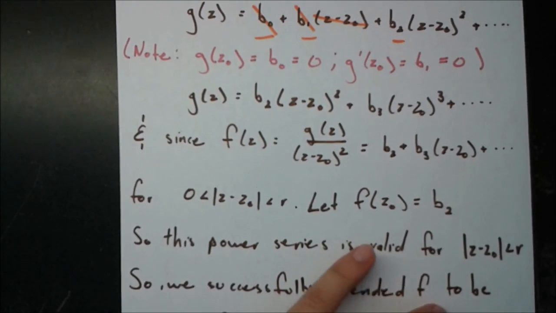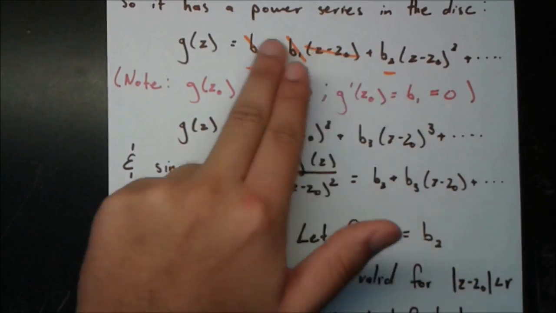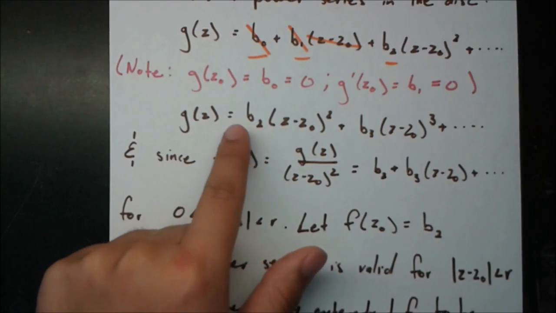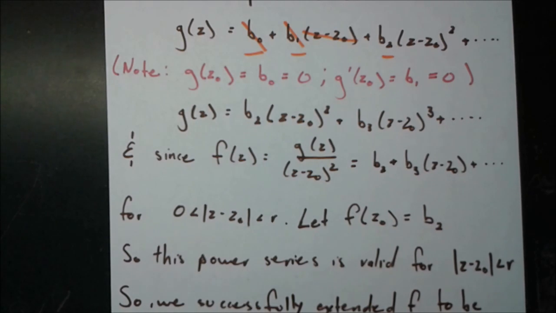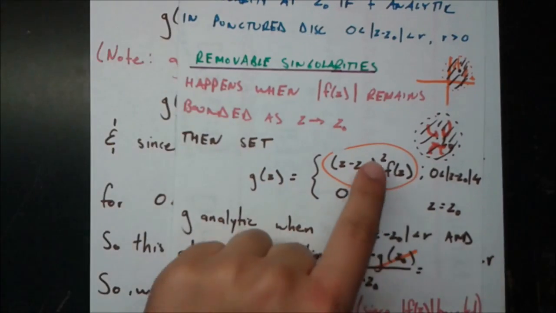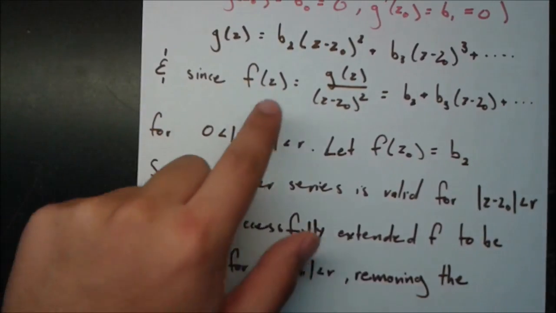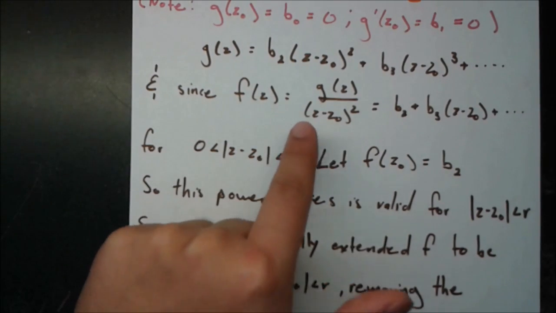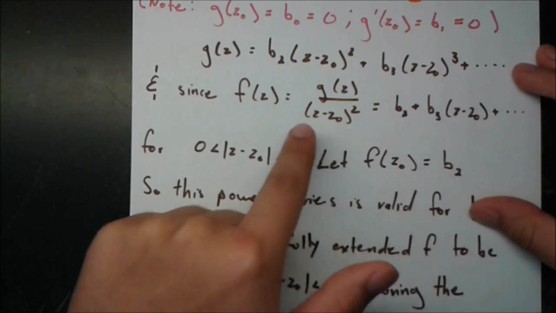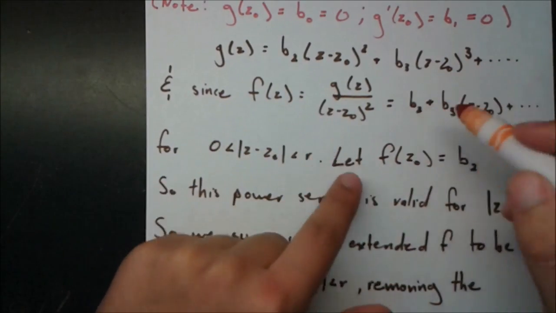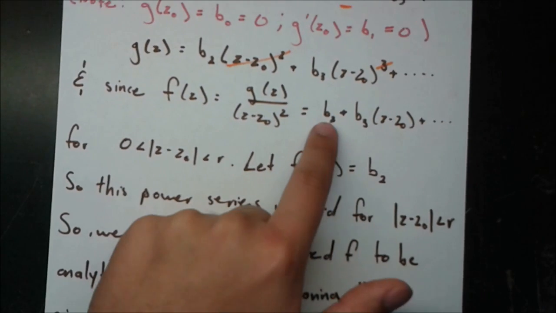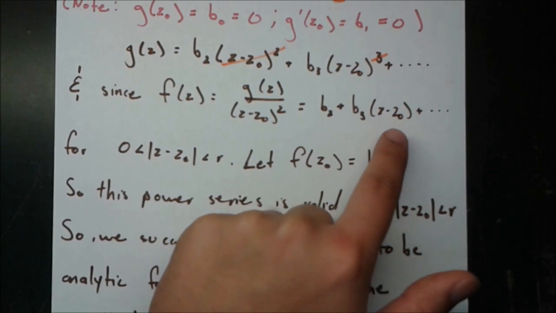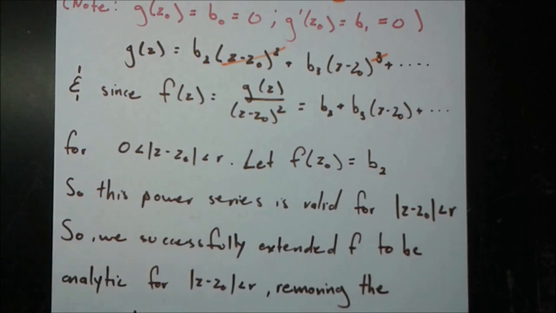So we can make a more concise definition. We can start at b2 because both of these terms are 0. So g of z equals b2 times z minus z0 squared, and so on. We're starting at the squared terms, which is why we have a square right there in the definition of g of z. So now, since f of z is just g of z over z minus z0 squared, we can take this whole power series and divide it by z minus z0 squared. That's perfect, because then this term goes away, this term becomes the power of 1, and so on. So we're left with b2 plus b3 times z minus z0 plus b4 times z minus z0 squared, and so on like that.